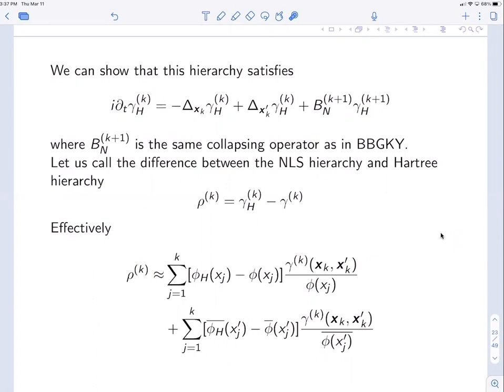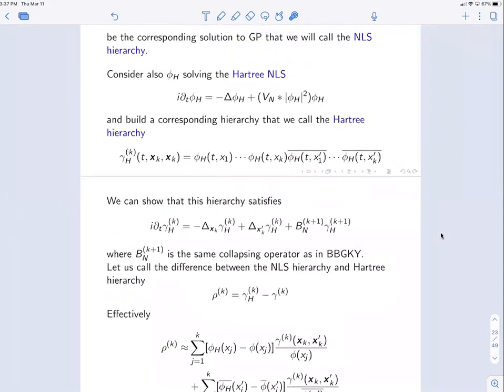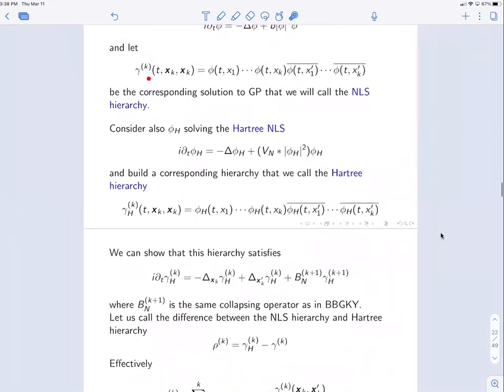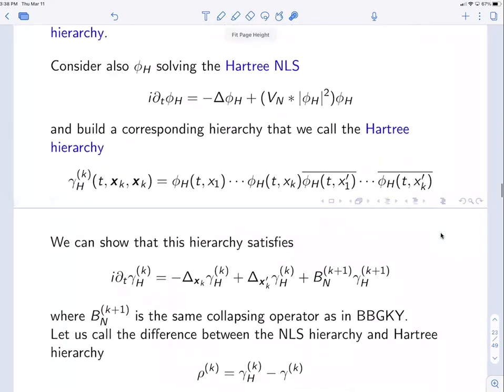So we'll call the difference then between the NLS hierarchy and the Hartree hierarchy rho upper K. All right, so that is, you take this hierarchy built from NLS solutions, and then you take this hierarchy built from Hartree solutions, and then take the difference.